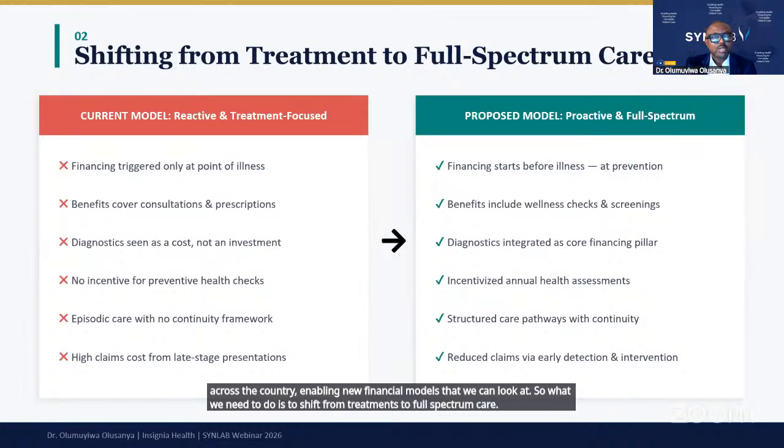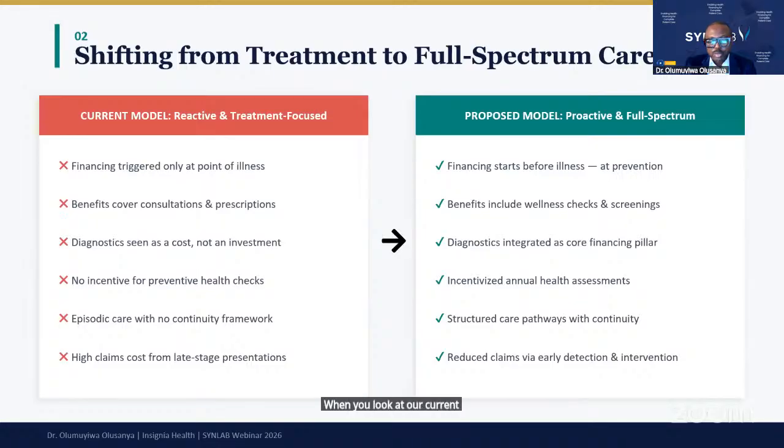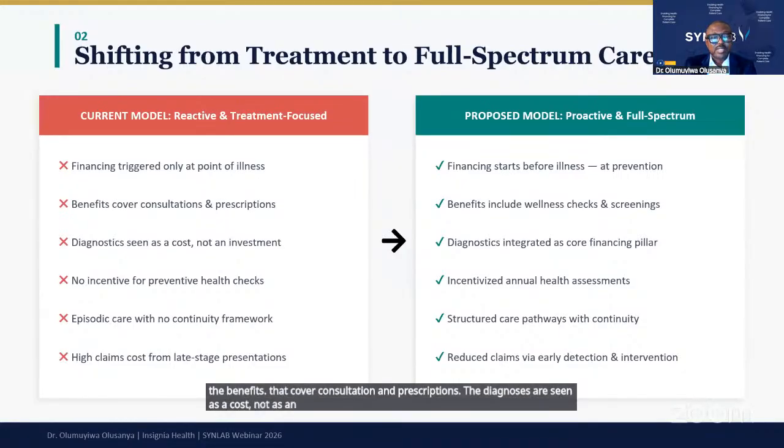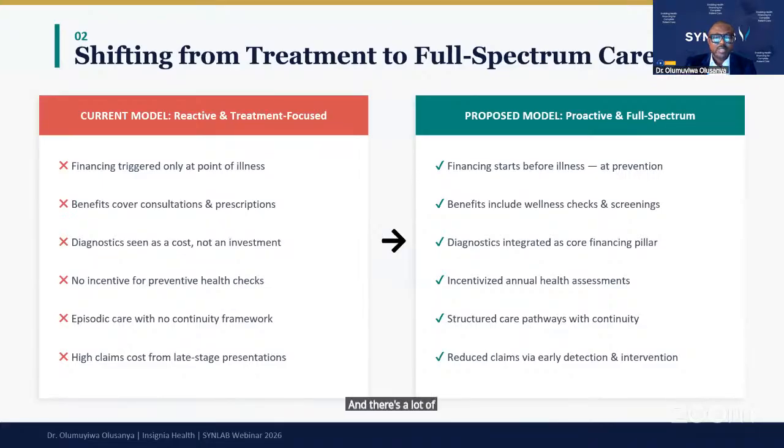We need to look at our current models, which are usually triggered by illness. There are benefits that cover consultation and prescriptions. The diagnosis are seen as a cost, not as an investment. There's no incentive for preventive health checks, and there is episodic care, and there's no continuity of the framework of treatment of care. And there's a lot of high claims because of this late stage presentation.